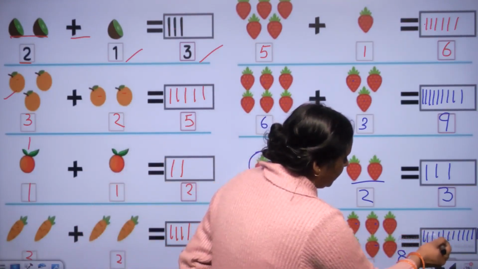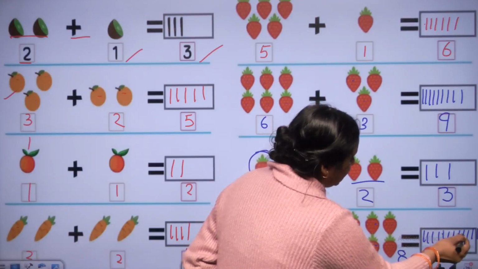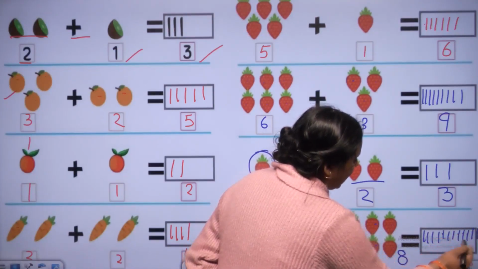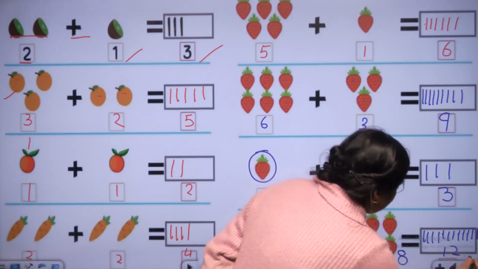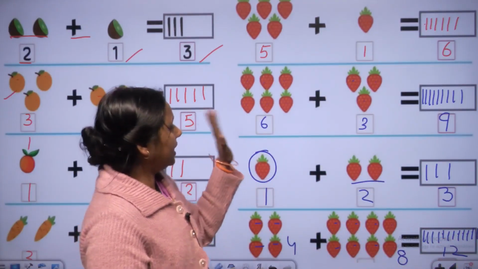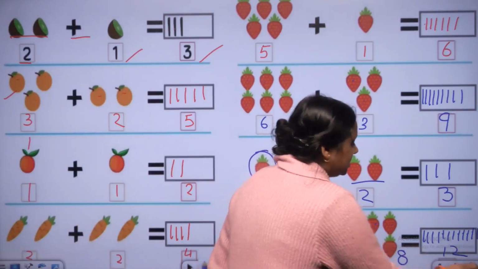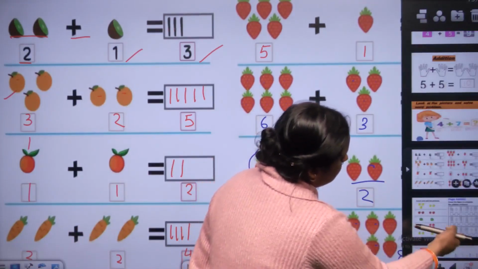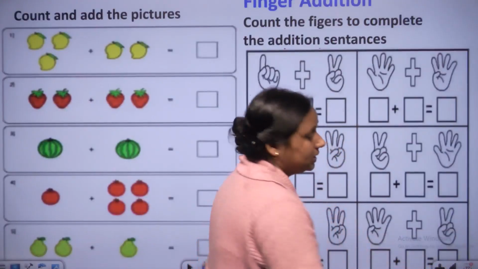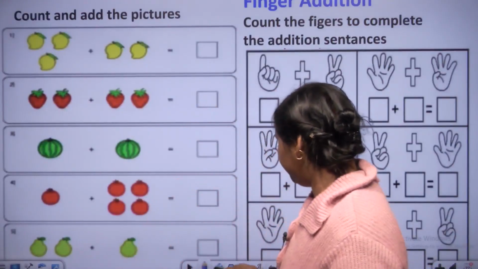1, 2, 3, 4, 5, 6, 7, 8, 9, 10, 11, 12. Yes, 12. Okay. We are adding these strawberries. Okay. Now, next.